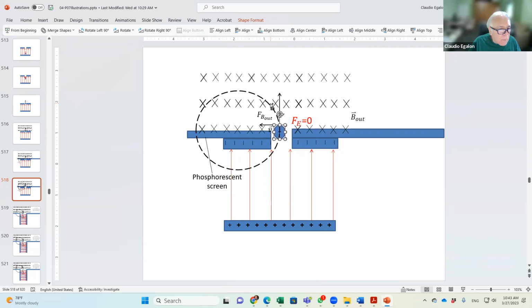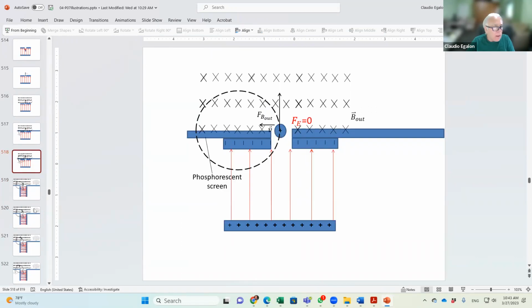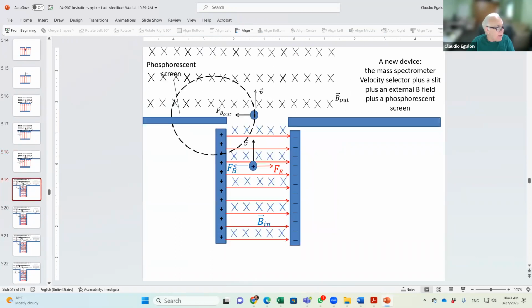Here you go. Positive charge. I'm gonna take it out a little bit more. Yeah, this one. And then the particle undergoes the circular motion. Once it's collided with the phosphorescent string, you're gonna see a flash. And the distance from here to here is twice the radius of the particle. Right? That's the other configuration that's described in your book, the other configuration of the mass spectrometer.